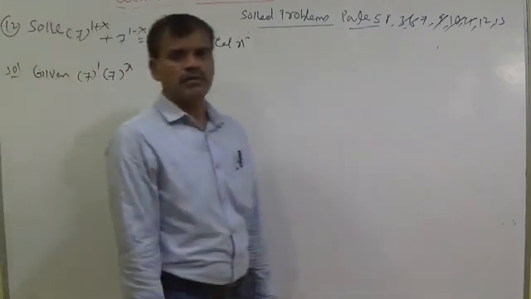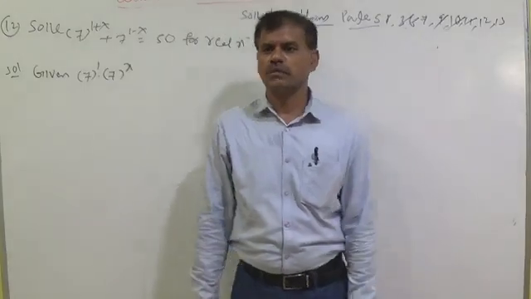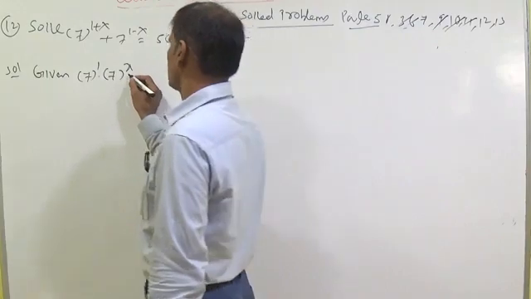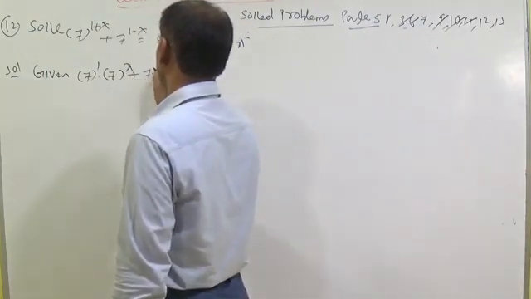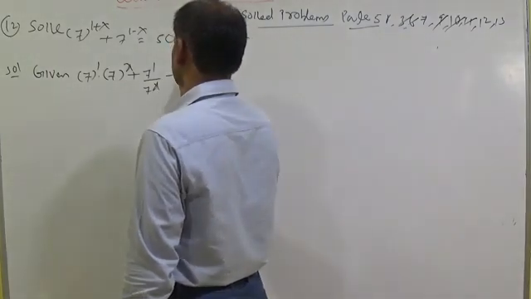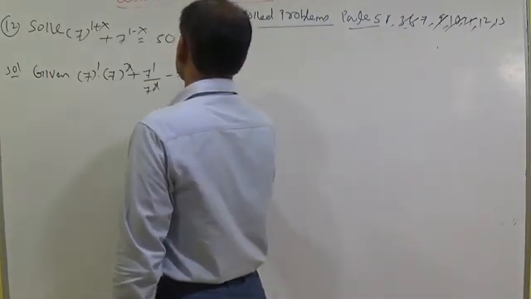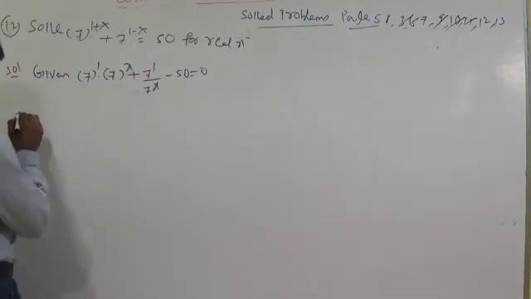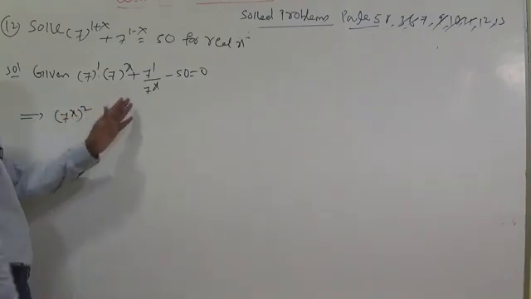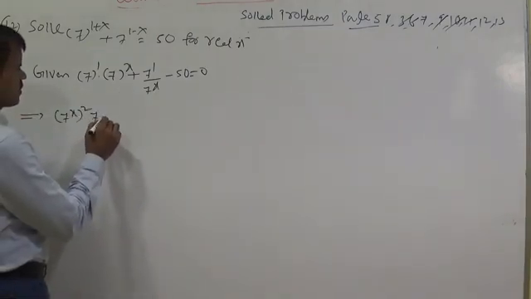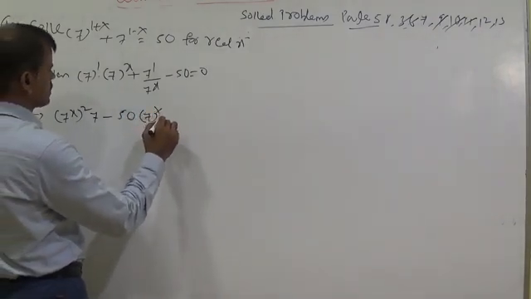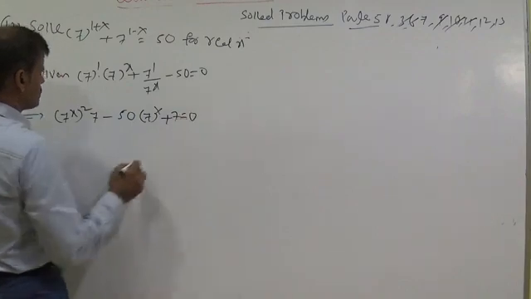Use the formula a power m plus n is equal to a power m into a power n. Here a power m minus n is equal to a power m by a power n. 7 power 1 dot 7 power x, written here. Here 7 power 1 by 7 power x minus 50 equal to 0. That implies taking 7 power x LCM, it becomes 7 power x whole square plus 7 minus 50 into 7 power x plus 7 equal to 0.